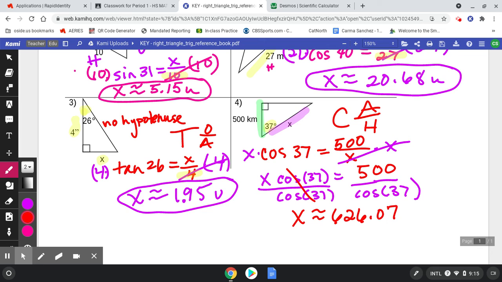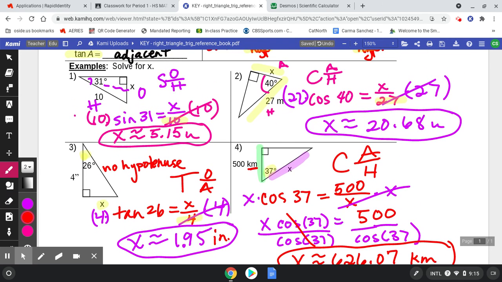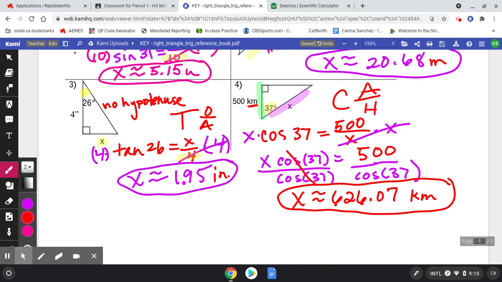And this time, do you notice that they gave us kilometers right here as our units? Yay! We actually have some units. Oh, and back here, do you see this little tiny inches? So instead of putting U for units, I should have put inches. Let me go check the other ones. Oh my gosh, there was units everywhere and I missed them. Here there's M for meters. And there was nothing in the first one, so we'll just leave it as U for units.